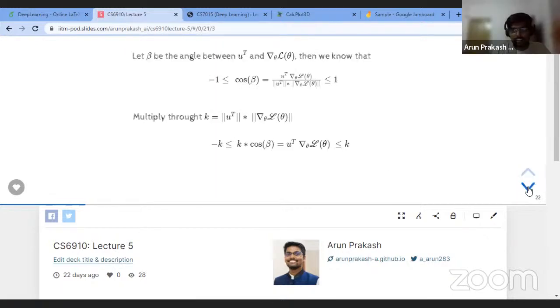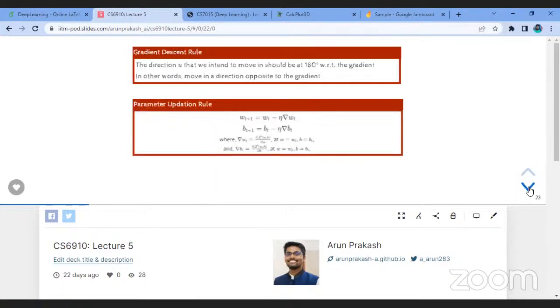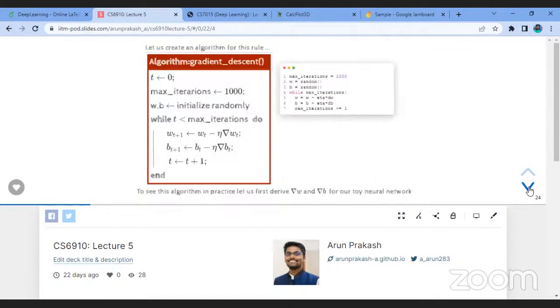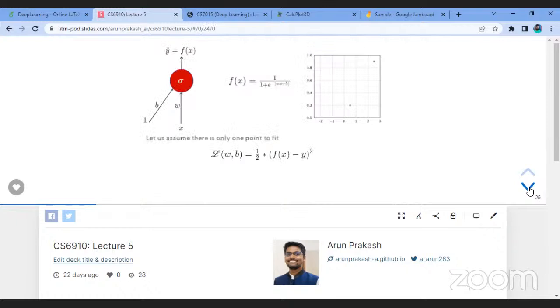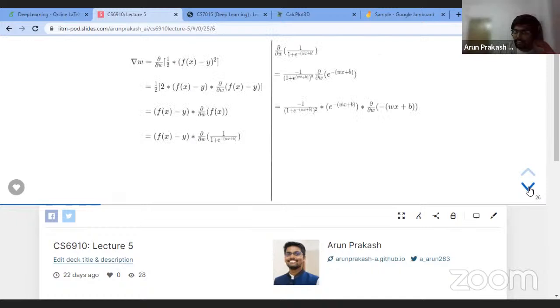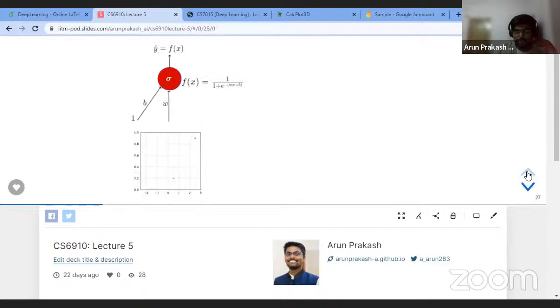I think I just came across this. Just go down. After this page will come. After this page. Yeah, here it is. Yeah, it is here. This one, use this formula. Yes, the previous one.